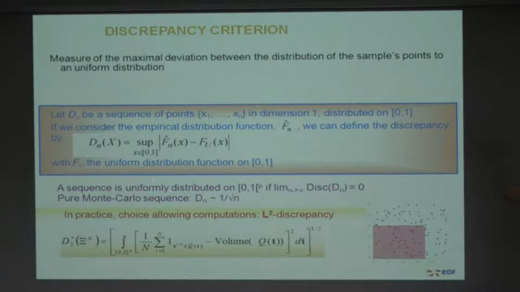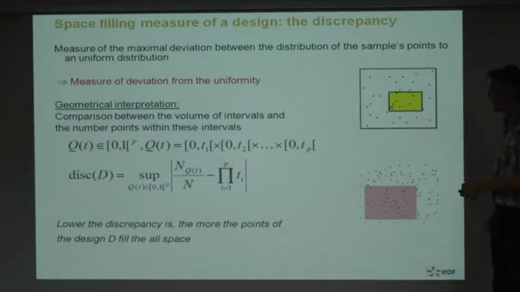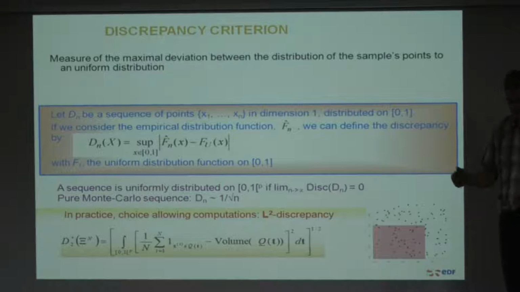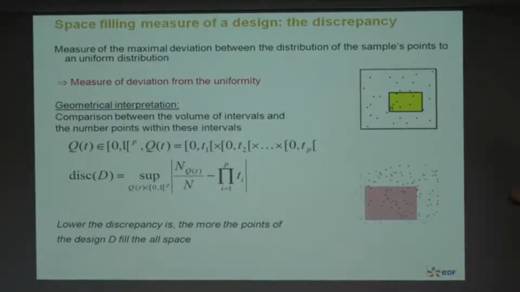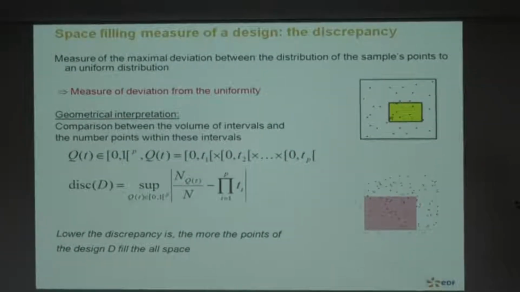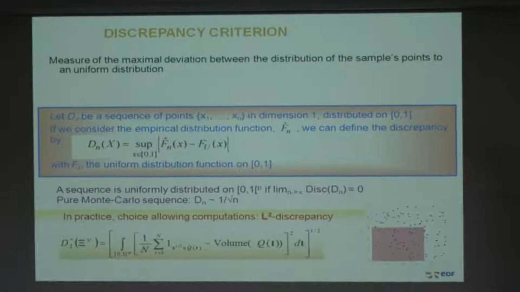In practice, I have said that it's impossible to compute this metric. So we will try some things to simplify. The first way is to consider an L2 discrepancy instead of the L infinity discrepancy. Here we have the sup norm, so it's L infinity. And now we take the L2 norm.